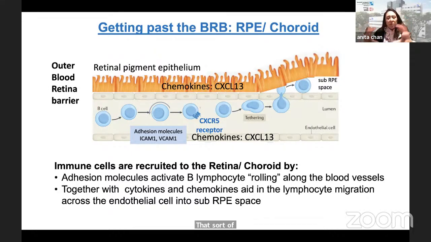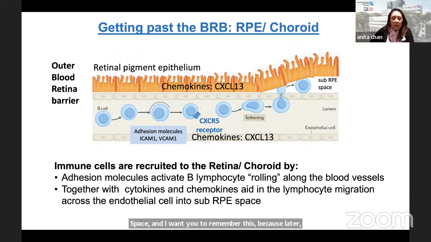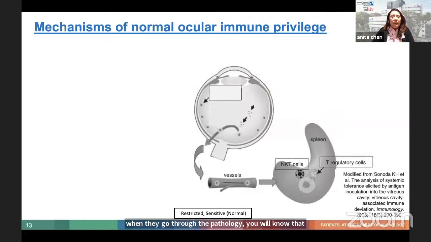And I want you to remember this because later when they go through pathology, you will know that the tumor cell likes to sit in the sub-RPE space. So that may be one mechanism of how the tumor cells, after the mutational changes, home into the retina and deposit there.